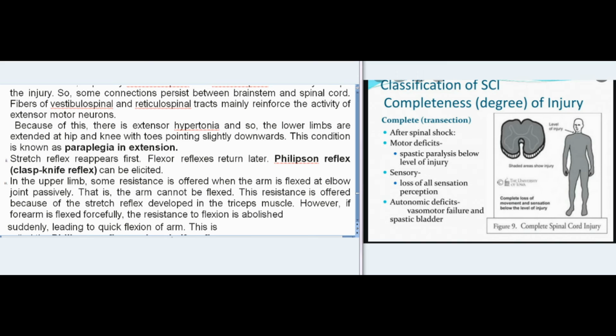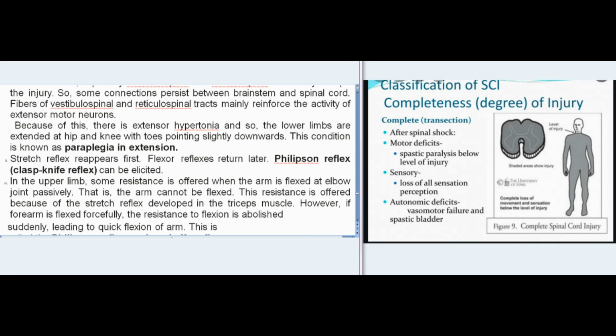Fibers of vestibulospinal and reticulospinal tracts mainly reinforce the activity of extensor motor neurons. Because of this, there is extensor hypertonia, and so, the lower limbs are extended at hip and knee with toes pointing slightly downwards. This condition is known as paraplegia in extension. Stretch reflex reappears first. Flexor reflexes return later. Phillips-Son reflex, clasp knife reflex, can be elicited.